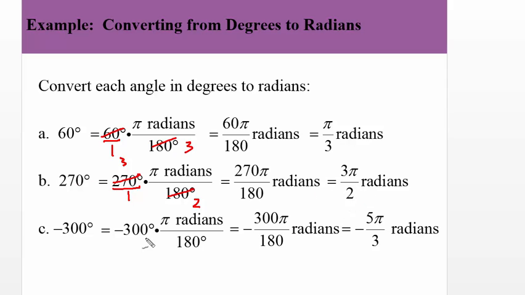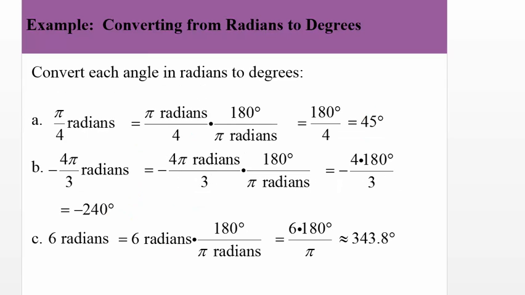Ooh, they slipped a negative one on us here. So if you go negative 300 degrees times pi radians over 180, do y'all see what number goes into 300 and 180 here? I think it's going to be 60. So that would be a negative 5 over 3. 60 goes into 180 3 times. And of course, you could write it like this and reduce the fraction this way. As long as you get to the bottom line over here, we are happy.